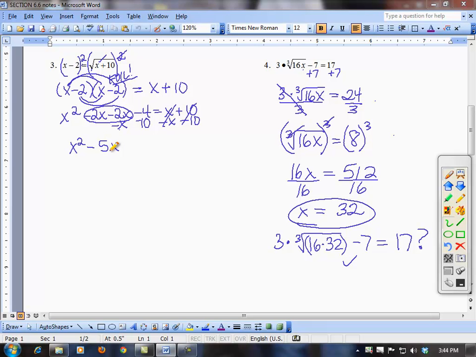I'm sorry, this should be a positive 4. I'm looking at my notes thinking this is wrong, it is negative 6. I'll explain that again. Negative 2 times negative 2 is a positive 4. There's my math mistake. When you subtract 10, you get a negative 6. And so you end up with a quadratic.